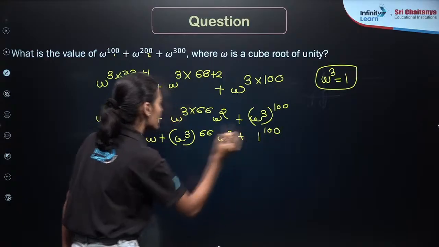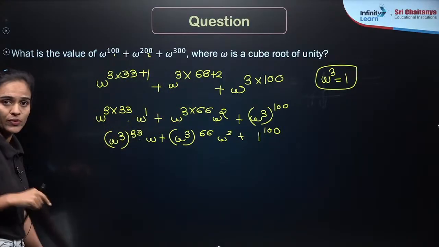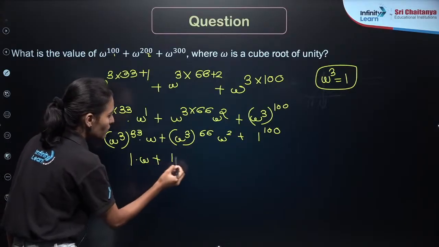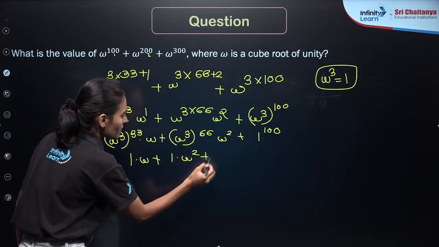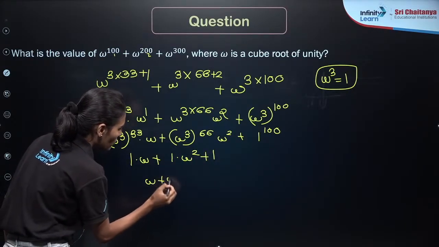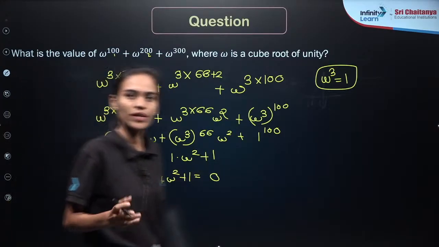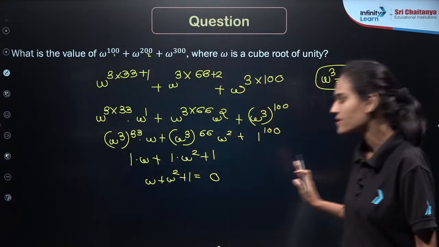So this is 1 power 100. Again say this is omega cube is 1. So this is 1 power 33 into omega. Omega cube is 1, 1 power 66 is 1. So this is omega plus omega square plus 1. And sum of all, 1 plus omega plus omega square, is 0. So here the answer is 0.